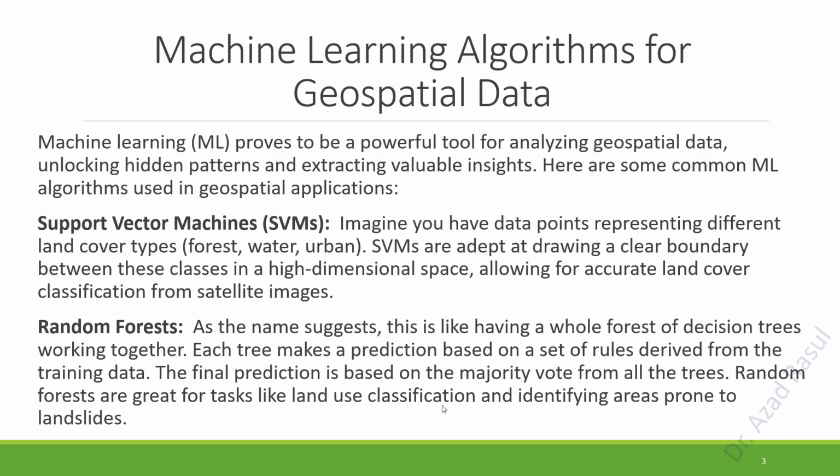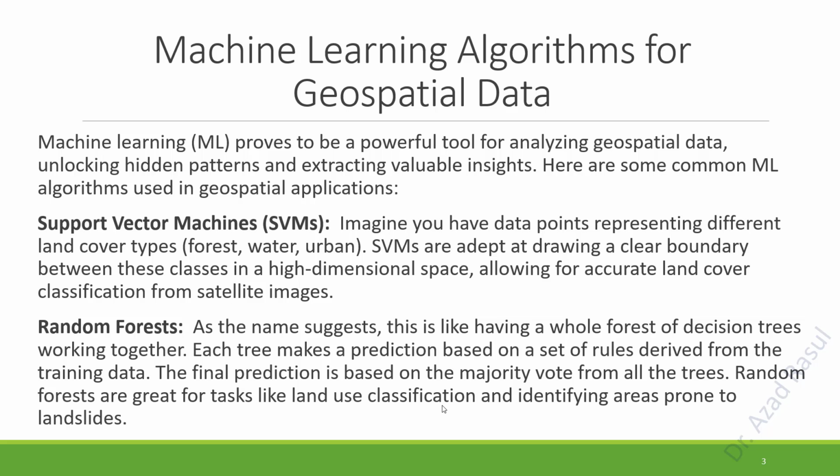First, support vector machines, SVMs. Imagine you have data points representing different land cover types, like forests, water, and urban areas. SVMs are adept at drawing a clear boundary between these classes in a high-dimensional space, allowing for accurate land cover classification from satellite images.